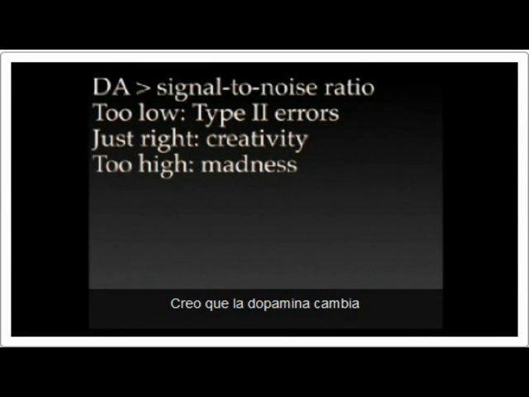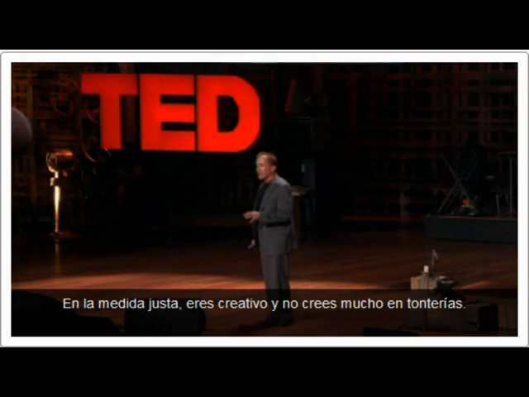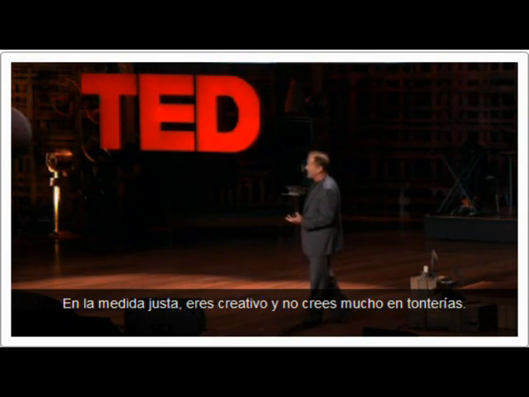Dopamine, I think, changes our signal-to-noise ratio. That is, how accurate we are in finding patterns. If it's too low, you're more likely to make too many type 2 errors. You miss the real patterns. You don't want to be too skeptical. If you're too skeptical, you miss the really interesting good ideas. Just right, you're creative, and yet you don't fall for too much baloney.